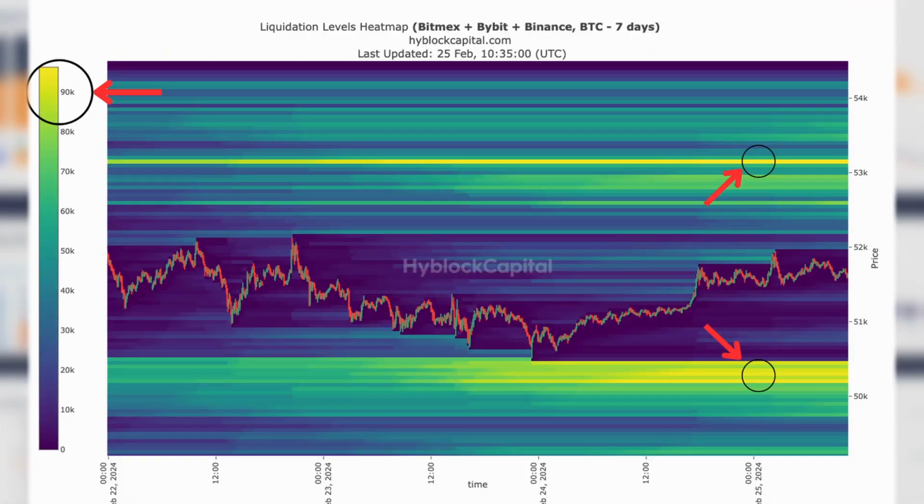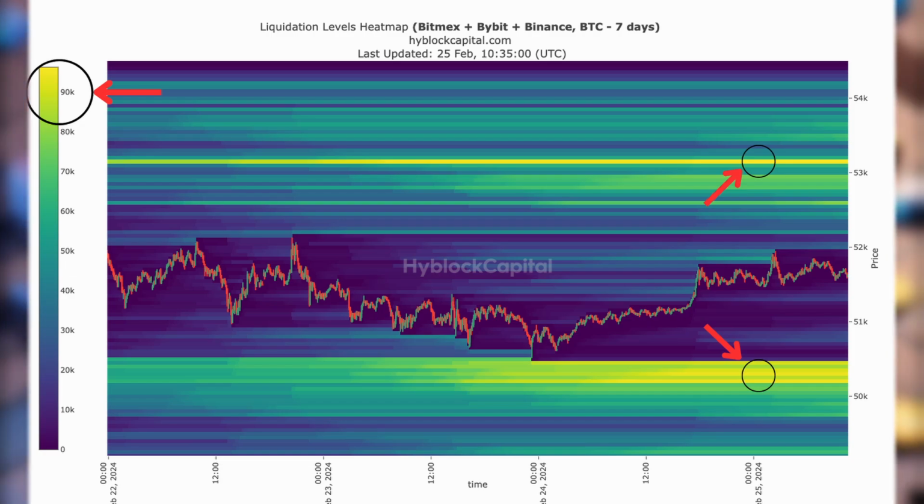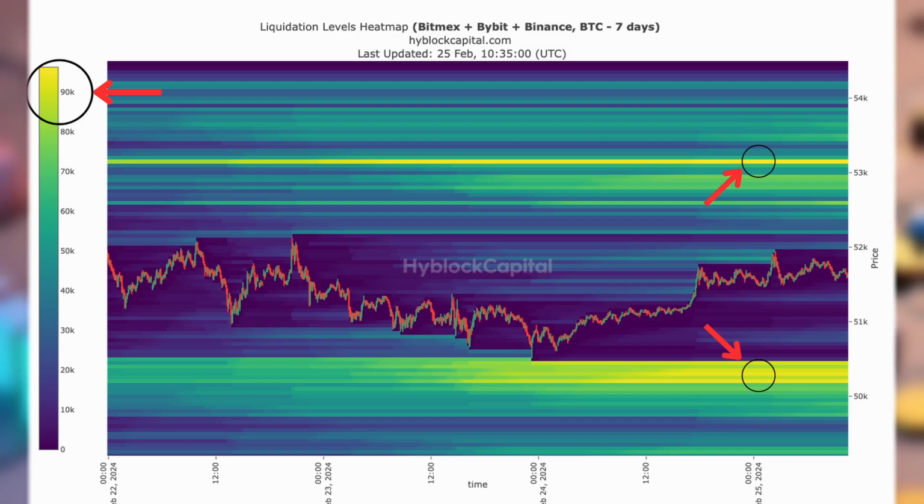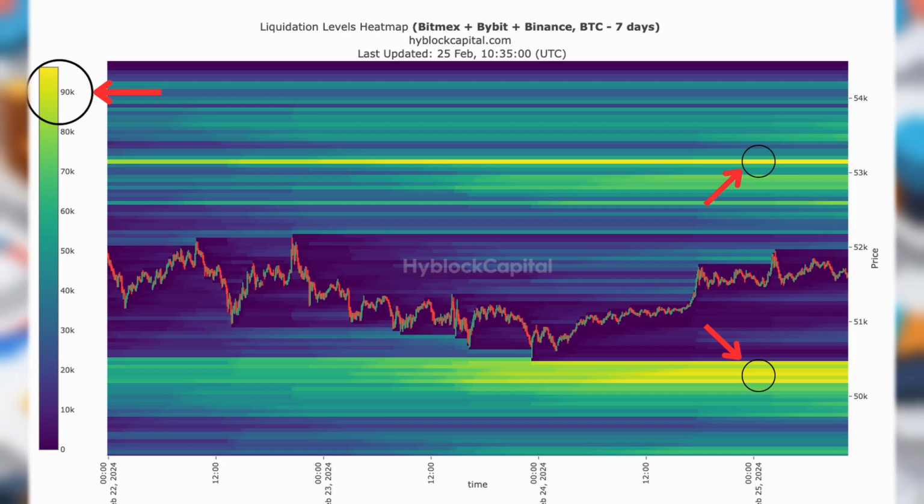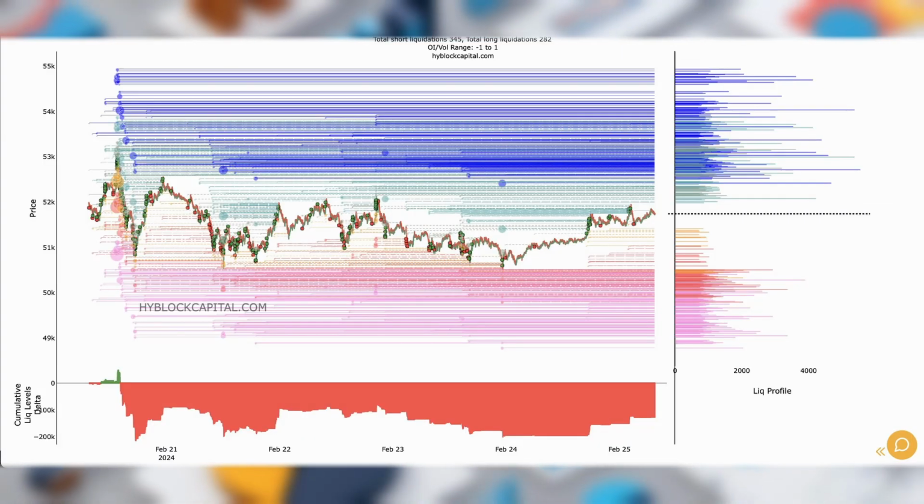So these zones are shown on heat maps. The more billions in the zone, the brighter the color. There are heat maps for the short, intermediate and long-term trends in a variety of time frames. Now let's get to the liquidation levels.